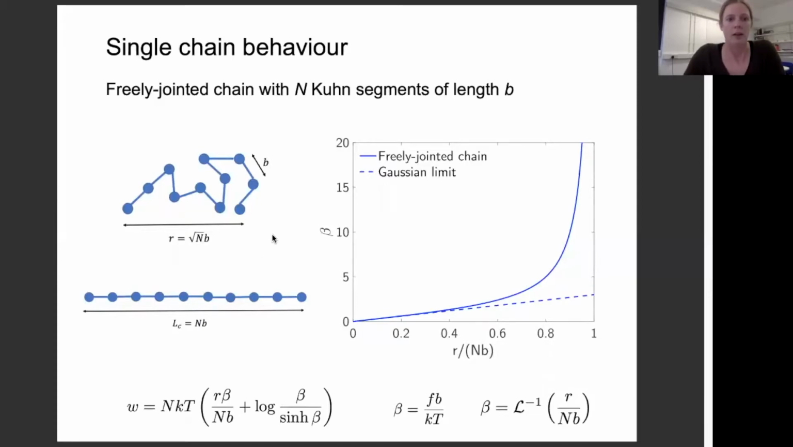That means that we view each chain as a collection of segments of Kuhn length, and there are n of them. And the force extension relationship is derived from classical statistical mechanics treatment, giving this linear relationship at small stretches in the Gaussian regime. Then as you extend the end-to-end distance of your chain and you approach the contour length, the force tends to infinity, and this is described by the inverse Langevin function. So we use that as a starting point to describe the force extension relationship for each chain.